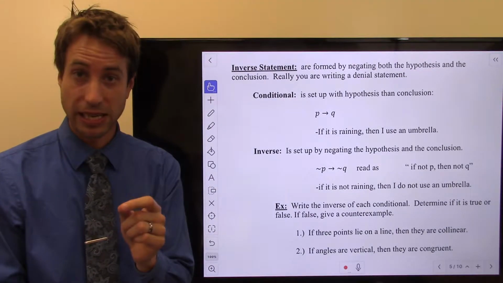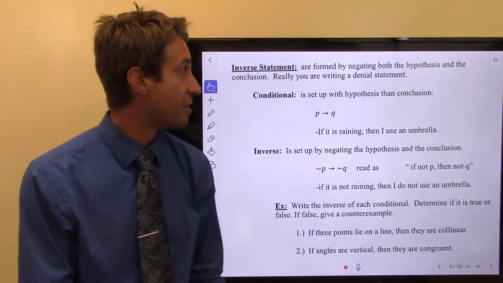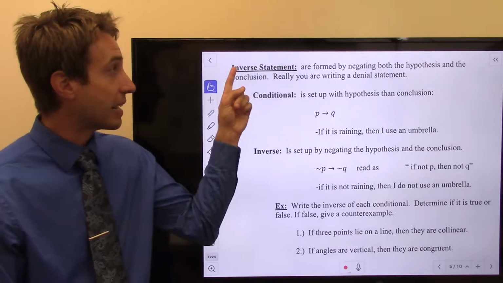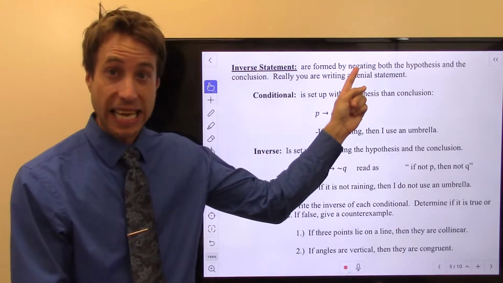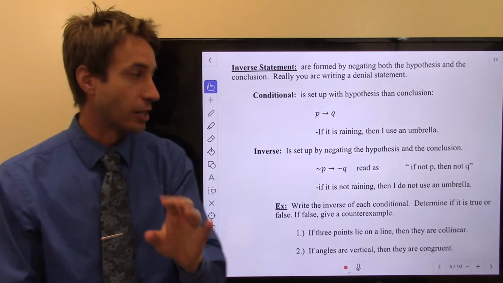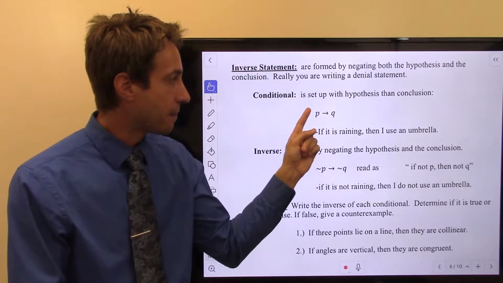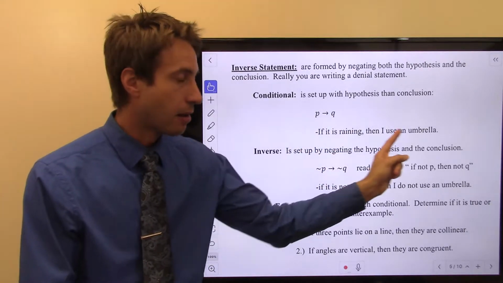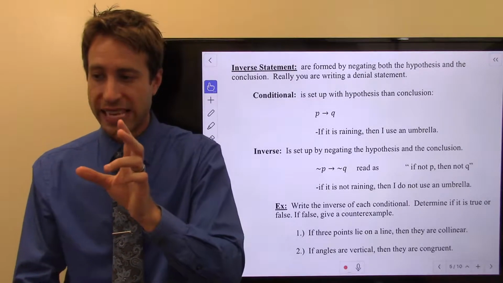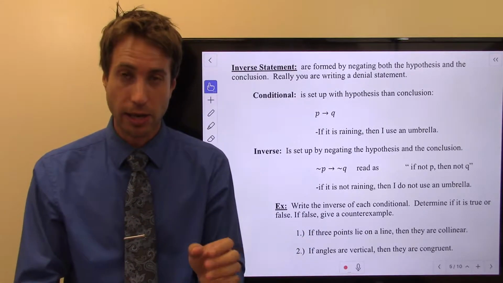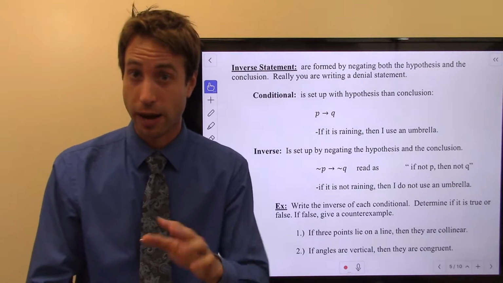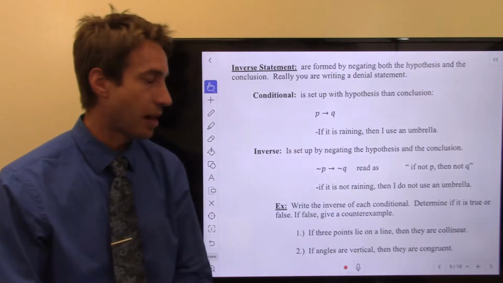Okay, inverse statement. Again, here's my conditional: if P, then Q. Here's the way this works. For an inverse statement, you're going to negate both the hypothesis and the conclusion. So, if P, then Q: if it is raining, I will use an umbrella. The inverse would be to negate the hypothesis and the conclusion, simply meaning change them to "if it is not."